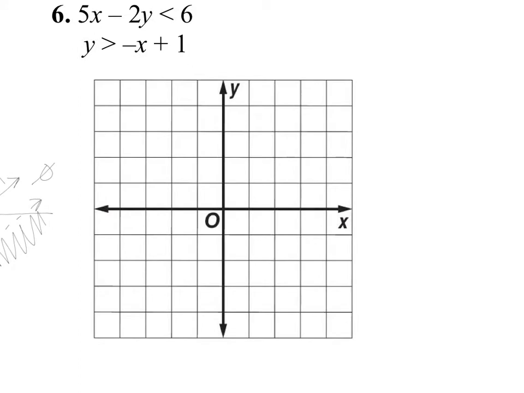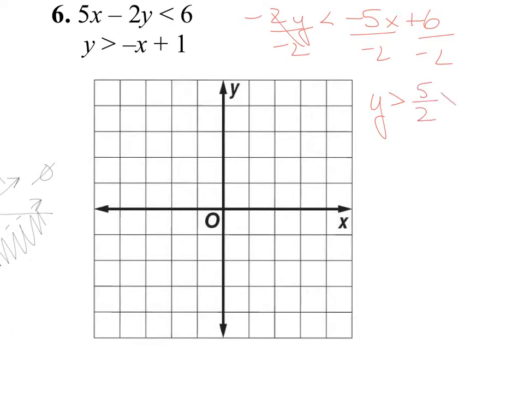All right, so on number 6, on the top one here, we're going to go ahead and start solving for y by subtracting the 5x over. So I have -2y is less than -5x plus 6. And then I'm going to divide everything by -2. So y, inequality sign flips because you're dividing by a negative, is greater than 5/2 x minus 3. So I'm going to start down at -3.